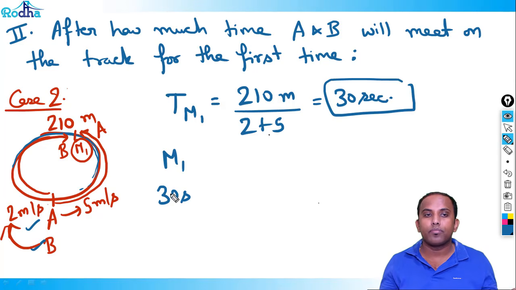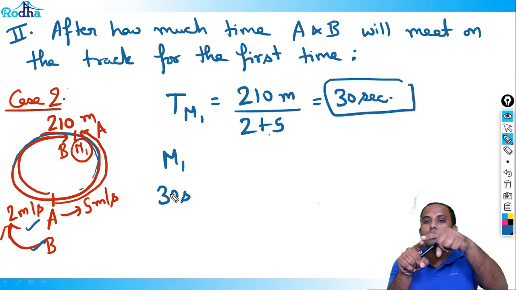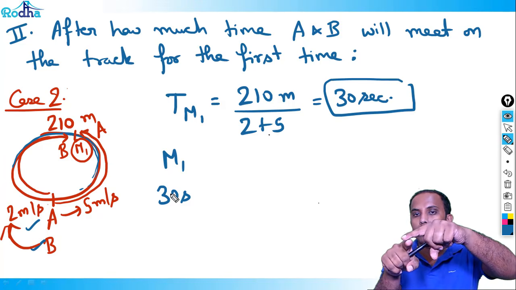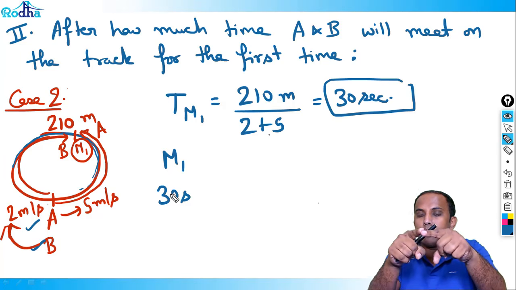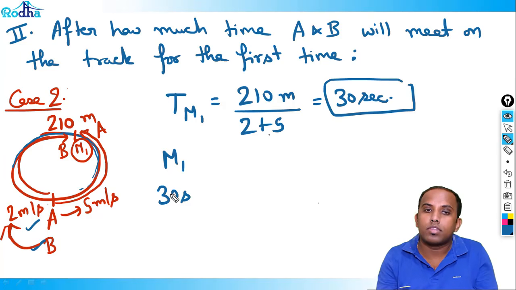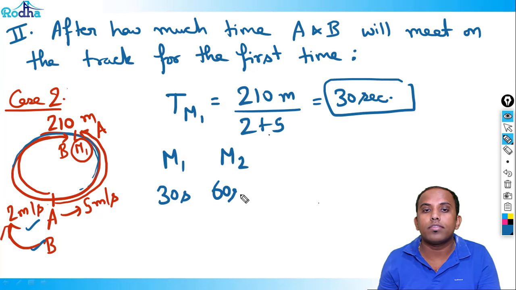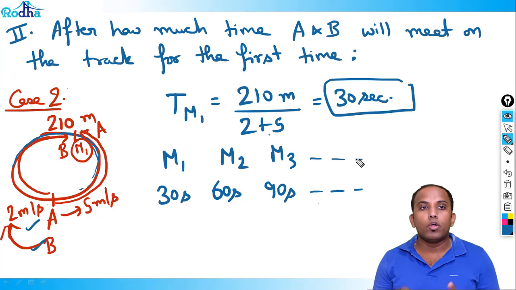Now again both will continue. What will happen now? Again A and B are covering, from M1 to M2, a distance of 210 meters, and again the time taken will be 30 more seconds, right? So M1 will happen after 30 seconds, M2 after 60 seconds, M3 after 90, and so on. This will go on. I hope it is clear.